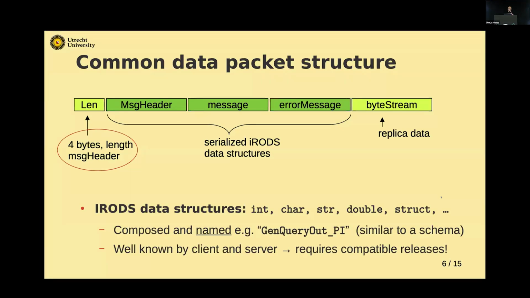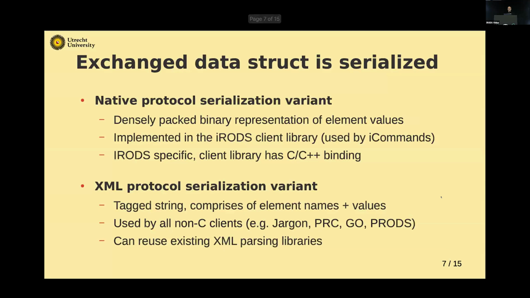The only downside is that it requires compatible releases. So you may have come across versions of a client and a server that were out of sync, and then that client may send messages to the server, if it's a higher release than the server, that the server would not comprehend. That makes sense. So the exchanged data structure is serialized, but there's actually not just one way of doing that.